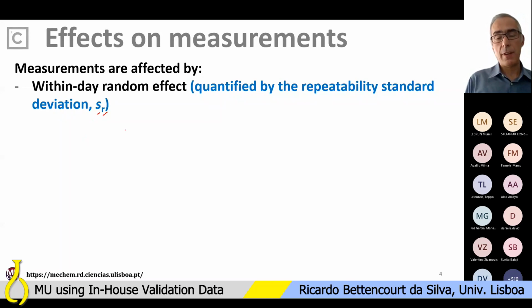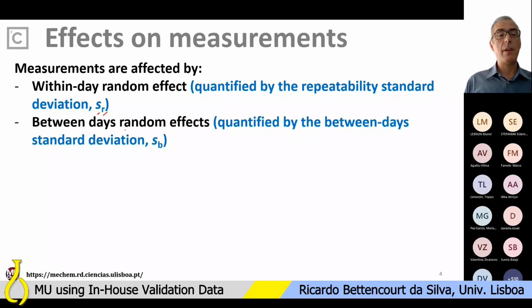But measurements are also affected by the so-called between-days random effects, because we know that typically if you do the analysis on different days, the dispersion of results is larger than if you do it on the same day. This is due to the impact of daily conditions on the measurement results. And this can be quantified by the between-days standard deviation, with notation S subscript B.